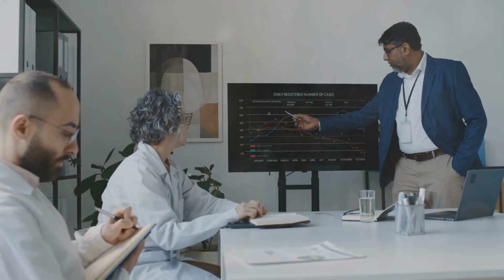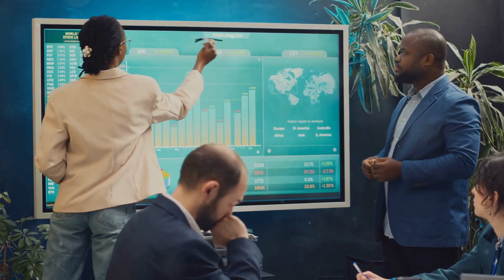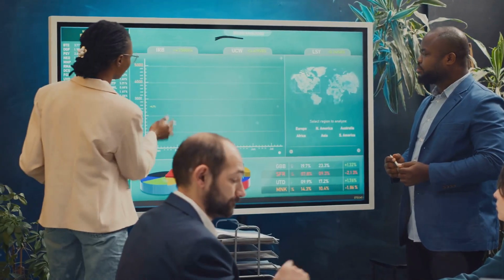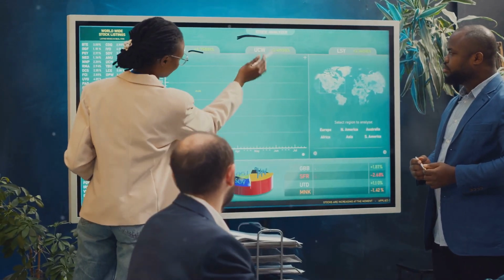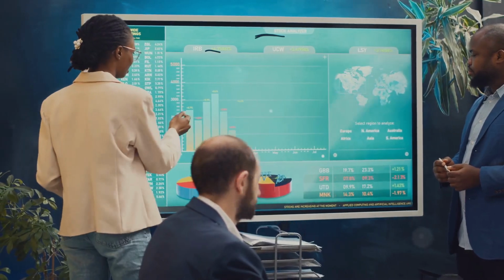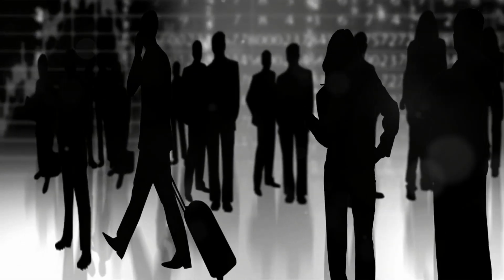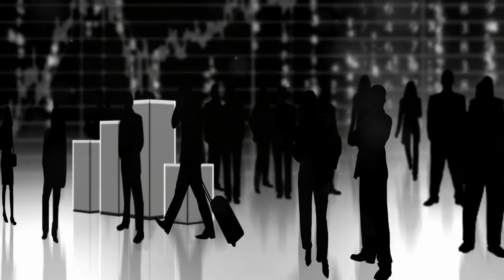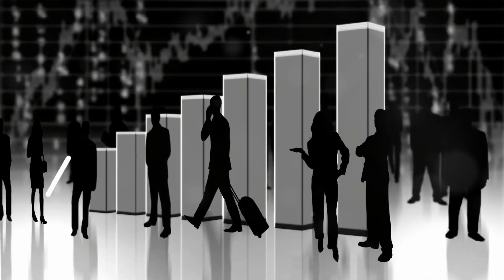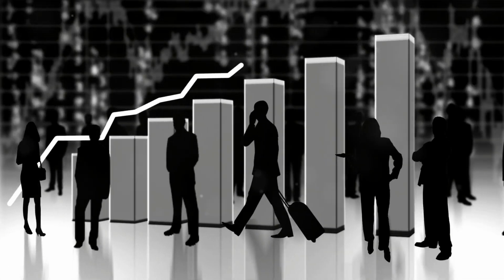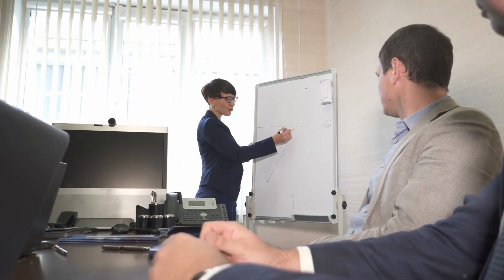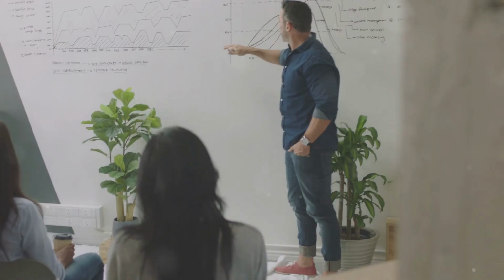Force field analysis is a powerful decision-making tool used to analyze the forces or factors that drive and restrain change in a given situation. Developed by Kurt Lewin in the 1940s, it is widely used in fields such as organizational development, change management, and project management. Here's a detailed explanation of force field analysis.